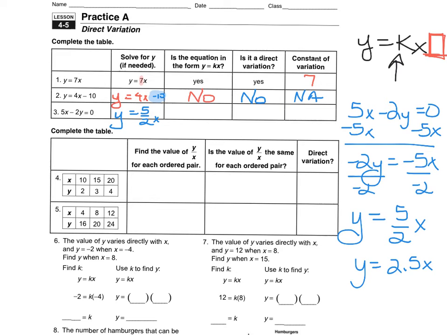It can be written, it is in the correct form, so yes. And because it's in the correct form, yes, it is a direct variation. And my constant, you could either say it's 5 over 2, or you could also say it's 2.5. Any of these answers would be acceptable. So you will have to do this on the quiz on Thursday. Rearrange it and then tell me if it's a direct variation, from an equation form.